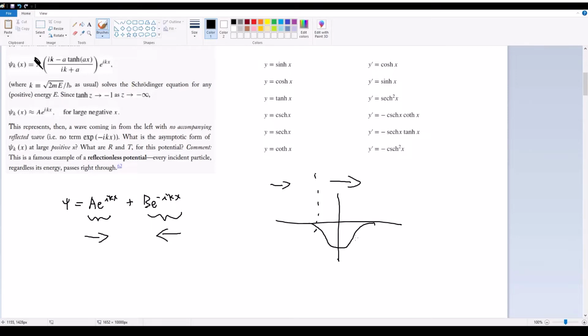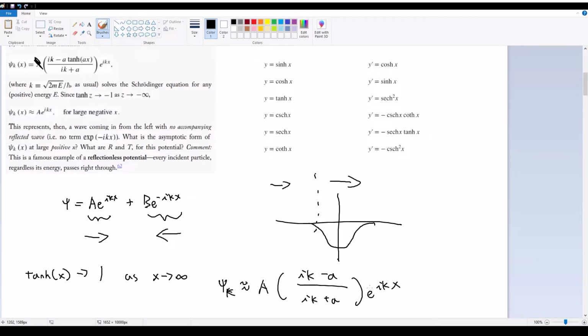So we are asked to find psi_k at large positive x. We can recognize that tanh(x) goes to positive 1 as x goes to positive infinity, in which case our wave function psi_k is going to approach A times (ik minus a) over (ik plus a) times e^(ikx). So this is just going to be some constant. (ik minus a) over (ik plus a) is some constant, A is some constant. The only x dependency is in e^(ikx).